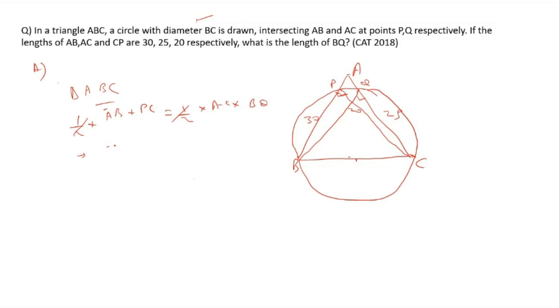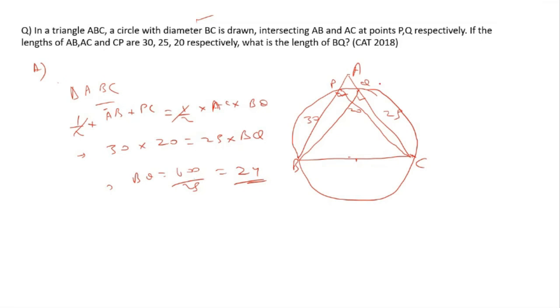AB I know is 30, into PC, which is 20, equal to AC, which is 25, into BQ, which I need to find out. So BQ is simple: 30 times 20 is 600, over 25 is 24 units.